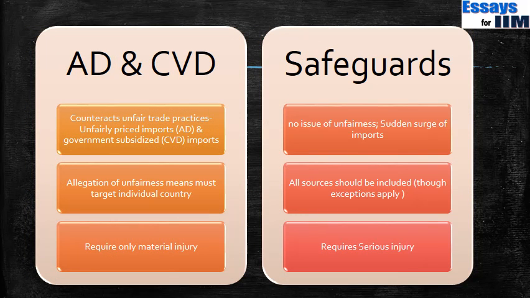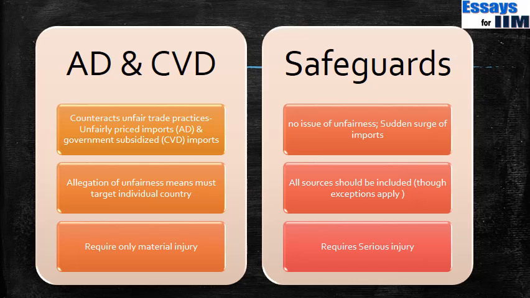Okay, there are certain differences between these two groups: anti-dumping and countervailing duties on one hand, and safeguards on the other. In anti-dumping and countervailing duties, you're counteracting unfair trade practices by a particular country in a particular product, so you would impose anti-dumping or countervailing duties. In safeguards, it's not an unfairness, it's just a sudden surge of imports.